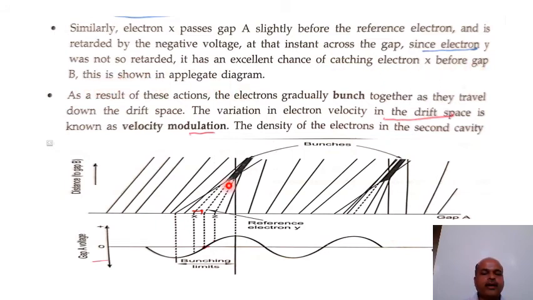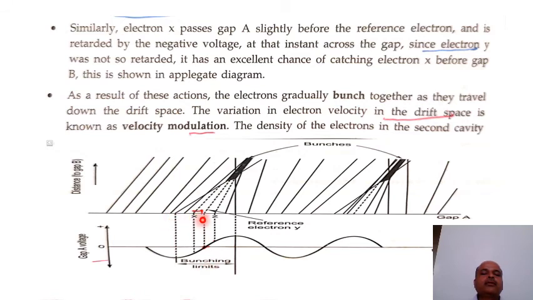This is shown in the Applegate diagram, where bunching is formed. As a result of this action, the electrons gradually bunch together as they travel down the drift space. The variation in electron velocity in the drift space is known as velocity modulation, and the density of electrons in the second cavity is also shown here. This is the Applegate diagram, a very easy explanation.